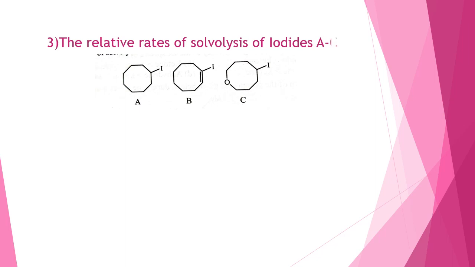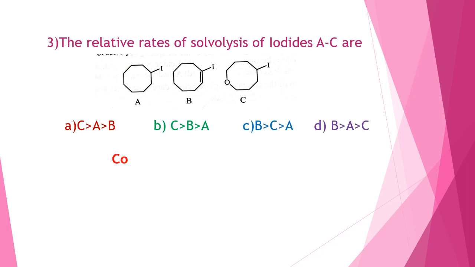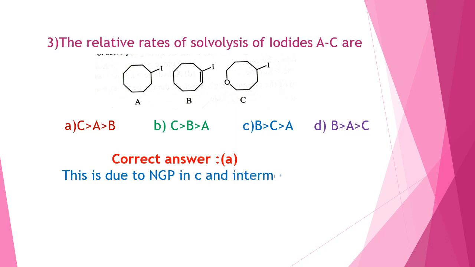Question number 3. The relative rates of solvolysis of iodides A to C are. Here we have to consider the stability of the carbocation as well as the neighboring group participation in these compounds. For this question, the option A is correct. C is greater than A, which is greater than B.